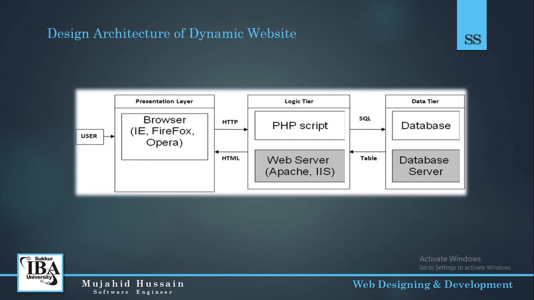Design architecture of dynamic website. In this architecture, the user goes through any browser like Internet Explorer, Firefox, Opera, Chrome. These are the different web browsers, which are actually the presentation layer. Then through HTTP we use any logic tier: PHP, web server, Apache, or ASP.NET. These are the logic tier in which we create web pages or websites. Then the SQL data tier. SQL is a database, in which we store the actual data.